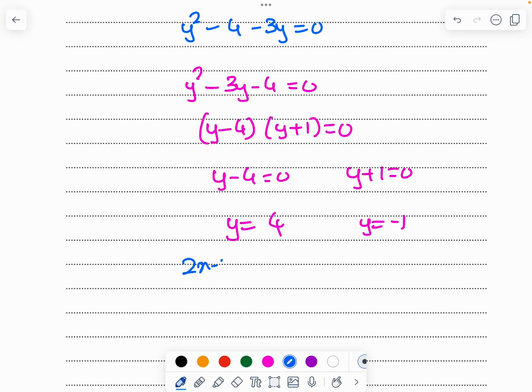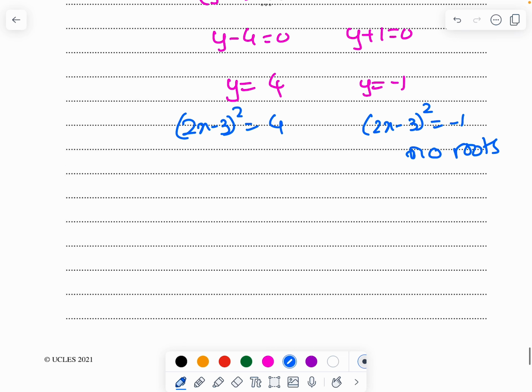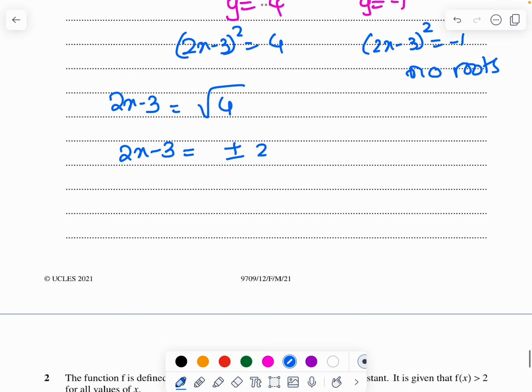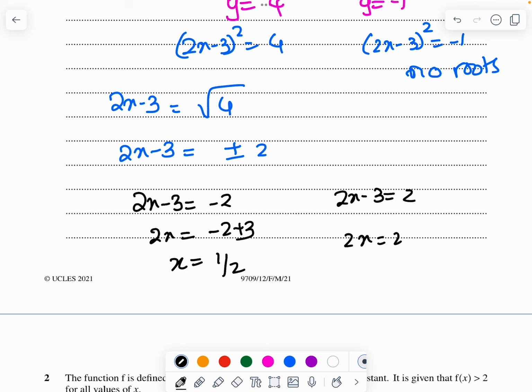What is y? 2x minus 3 whole square equals to 4. 2x minus 3 whole square equals to negative 1. So no roots because square term cannot be negative. So only 2x minus 3 equals to square root of 4. Square root of 4 is plus minus 2. So one time I take negative 2 and one time I take positive 2. So 2x equals to negative 2 plus 3, x equals to 1 upon 2. 2x equals to 2 plus 3, x equals to 5 upon 2.